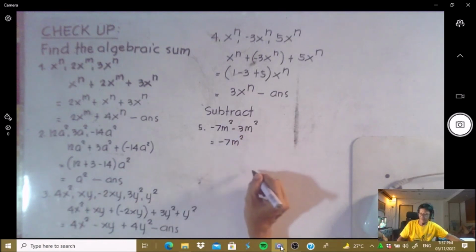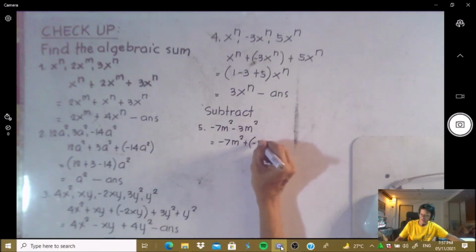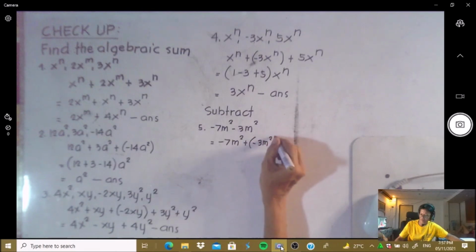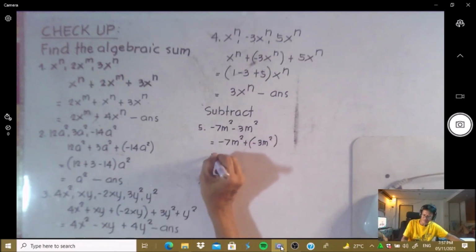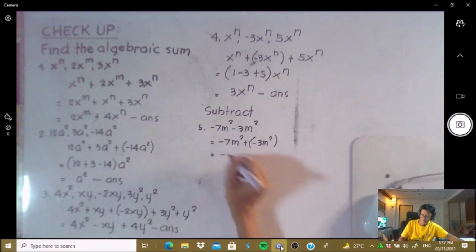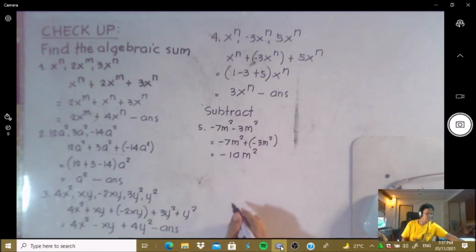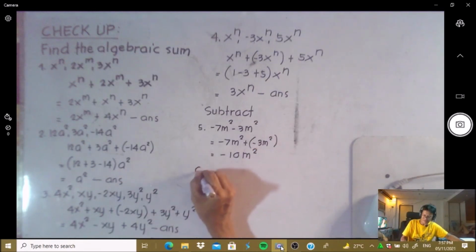Okay, so therefore we have negative 7m squared. Okay, we have to proceed to addition, and change the sign of the subtrahend. And therefore, we are adding the same negative. Therefore, just get the sum of the absolute values. Then we have negative 10m squared. Okay.